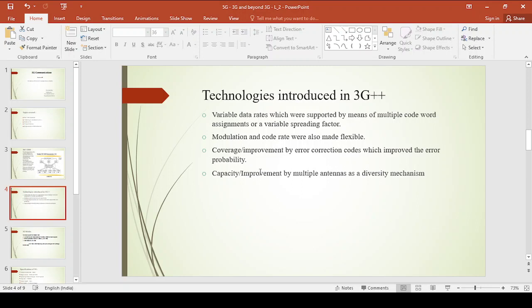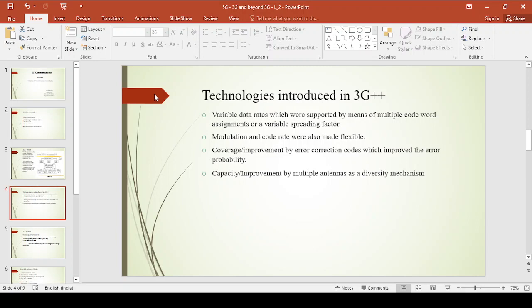Coming to the next one, capacity improvement by multiple antennas as a diversity mechanism. If you use multiple antennas, they capture a larger amount of energy, by which the signal to noise ratio becomes better, which in turn improves the capacity of the system.